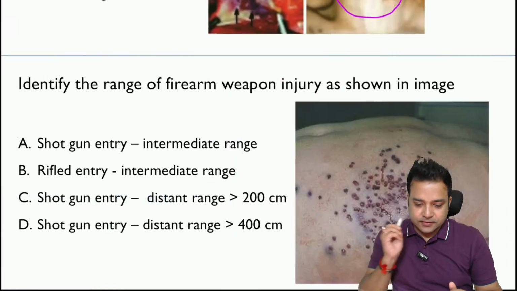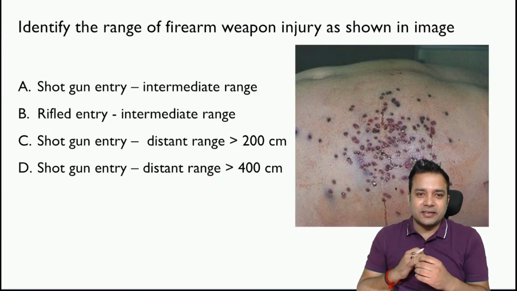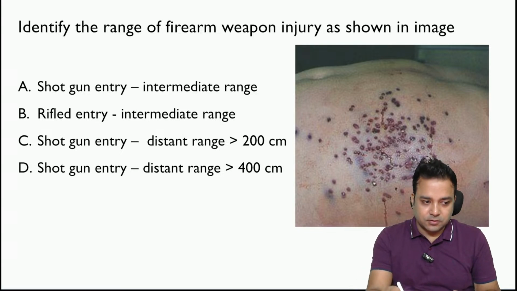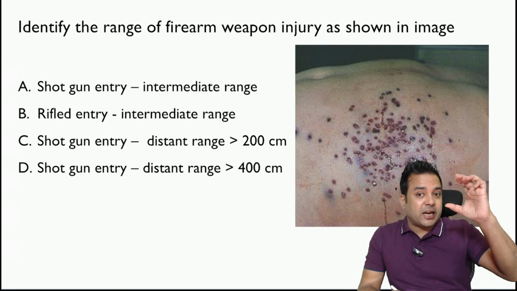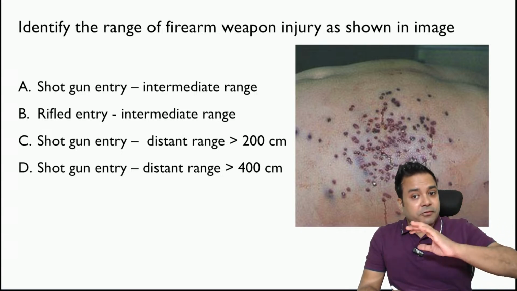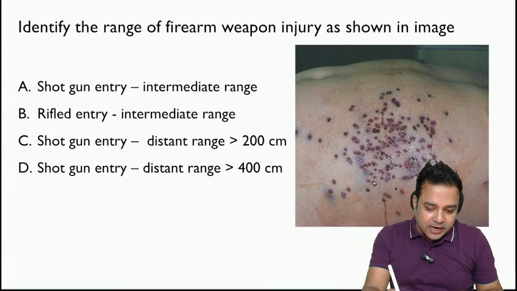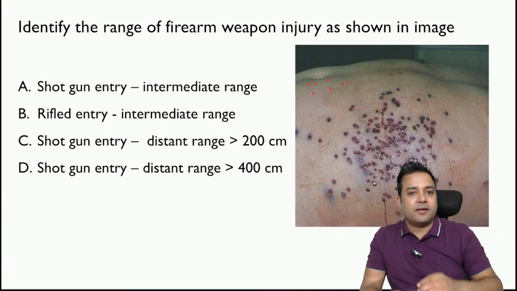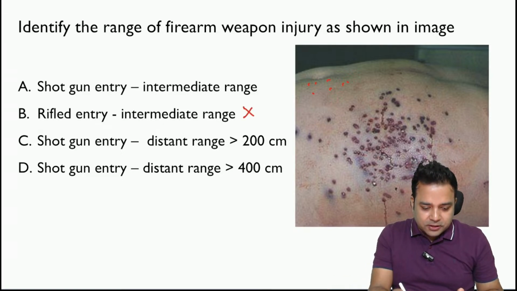Next one. Answer this one quickly. Identify the range of firearm weapon injury as shown in the image. What you are seeing are pellet wounds. So you will never confuse them with tattooing. Tattooing is a stippled appearance, just dotted. Tattooing will be like this. These are actual defects in the skin. So they have been caused by shotguns. So the rifled option is gone.